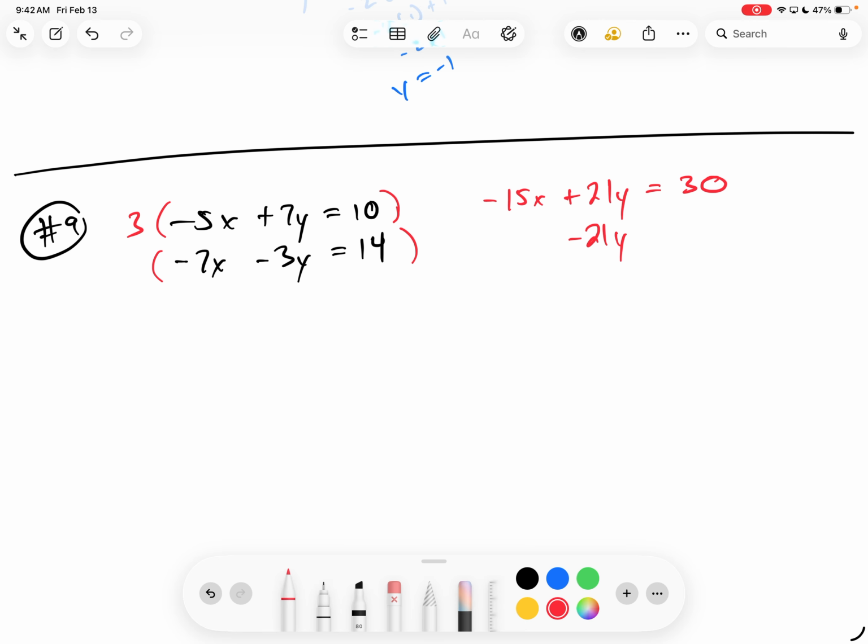And then to get negative 3 to negative 21, I'm going to multiply by 7. So 7 times negative 7x is negative 49x. 7 times negative 3y would be negative 21y. 7 times 14 would be 98.